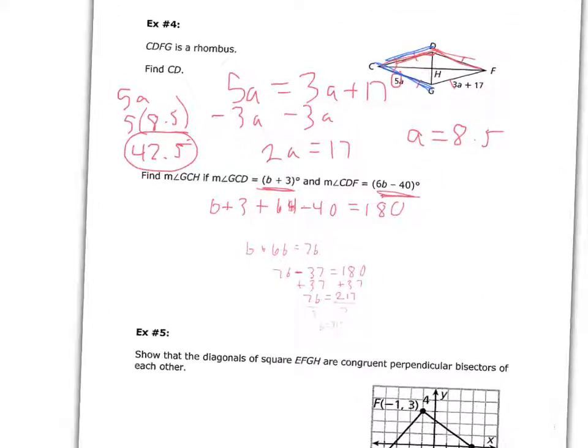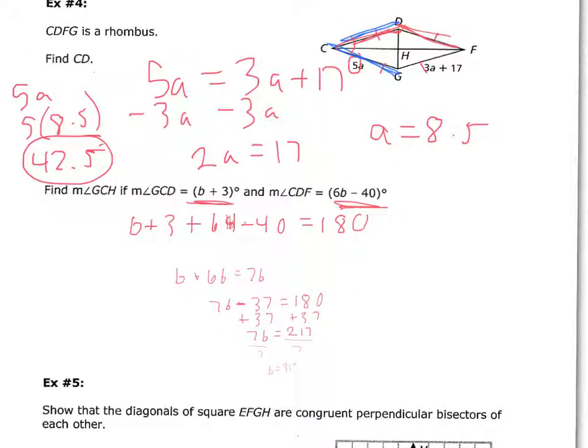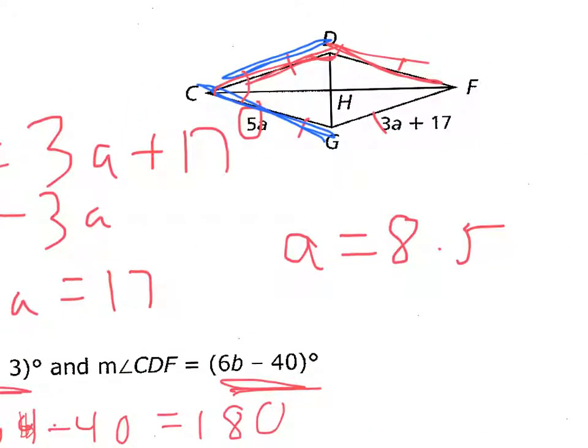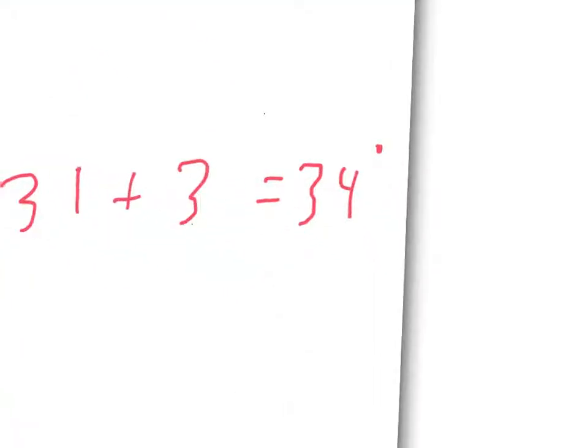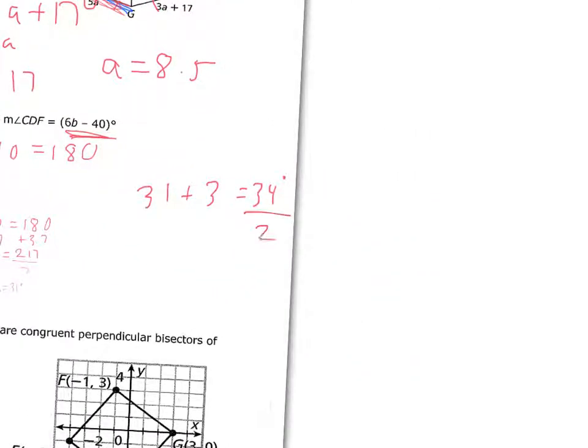So we have GCD is twice the amount of GCH. So let's plug 31 into GCD. So you have B plus 3, so 31 plus 3 equals 34 degrees. And that would be our GCD, this whole angle. But we know that diagonals bisect that. So GCH, what we're trying to find, would be half the amount of this 34 degrees. So divide that by 2, and we would have 17 degrees for our solution.